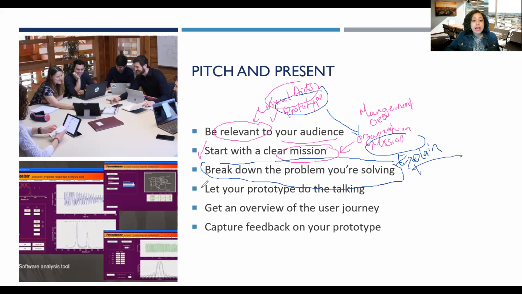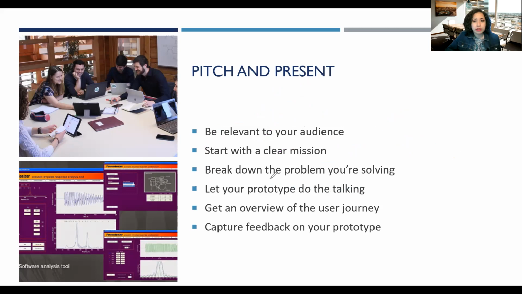Explain. Let your prototype do the talking, and that's what I was saying. You need to bring the prototype. That's why, if it is possible, you should have at least a little scale model for that presentation in order to pitch your idea. Yeah, and it's much, much better to have your prototype and let it do the talking.